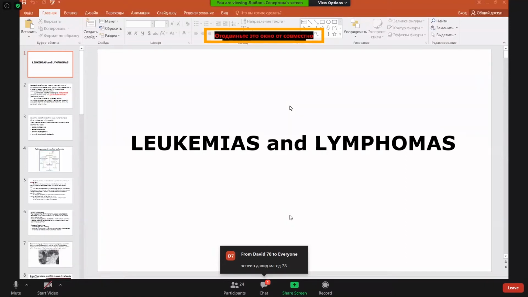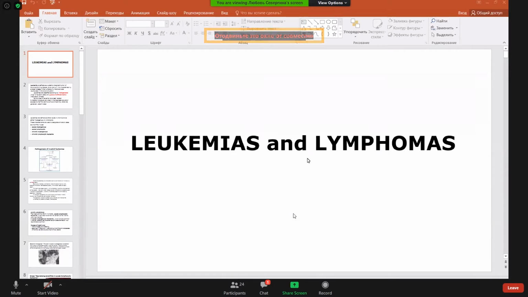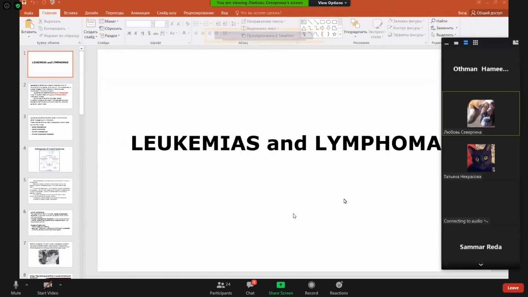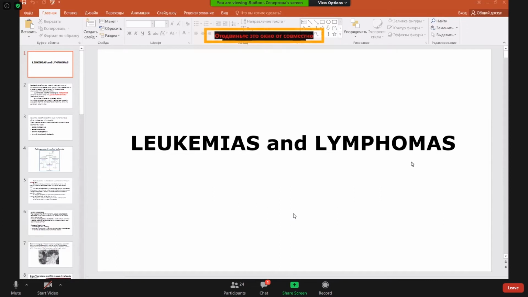Yes, lymphomas, the diseases of the blood system. What are the main differences between these diseases? Leukemias are always systemic diseases, and lymphomas are regional diseases, and lymphomas affect only the regional lymph nodes. Only at the final stage of lymphoma, the terminal stage, can we reveal the markers of dissemination.